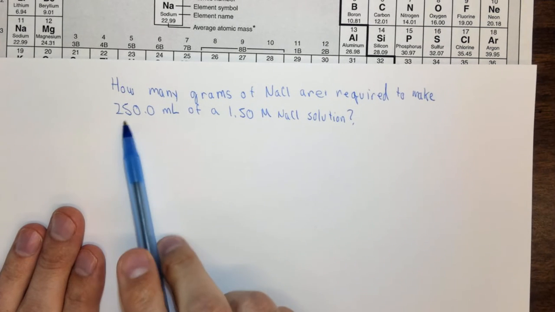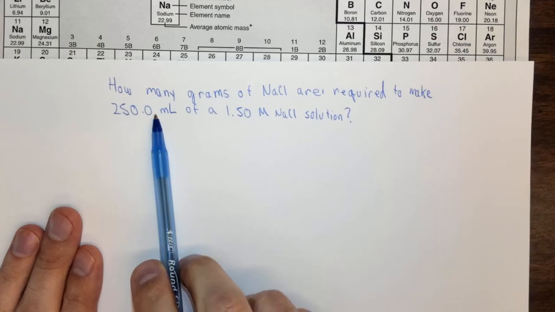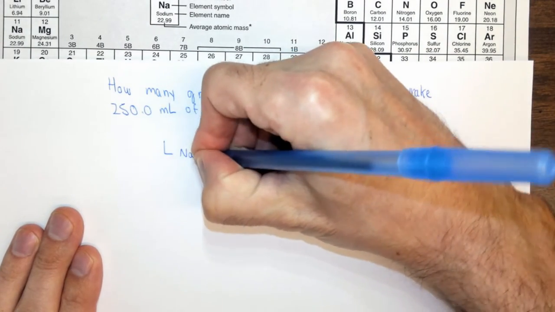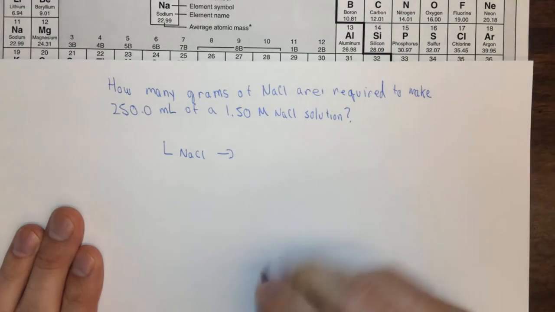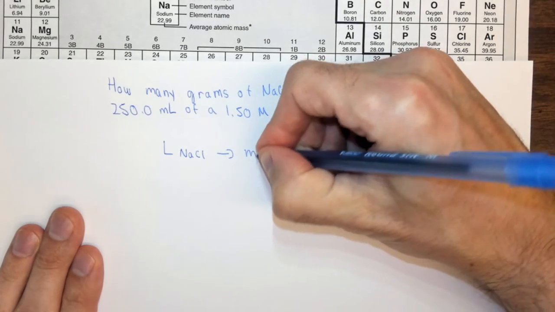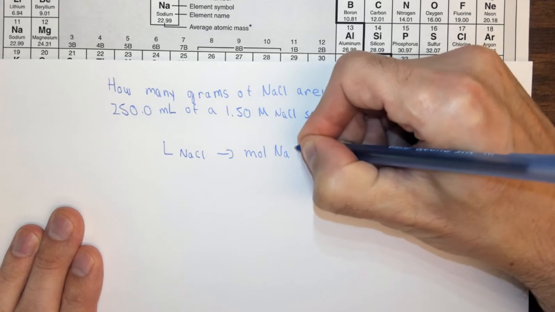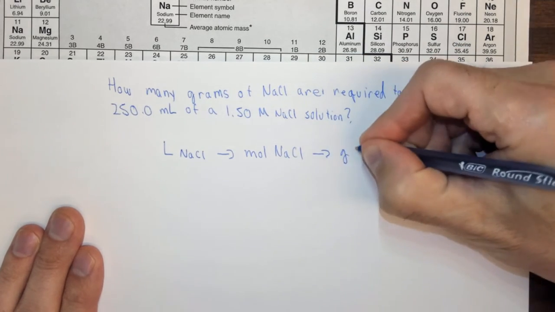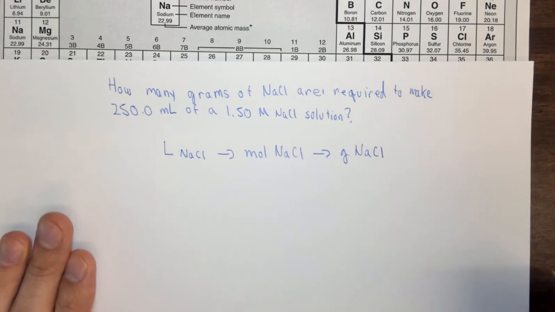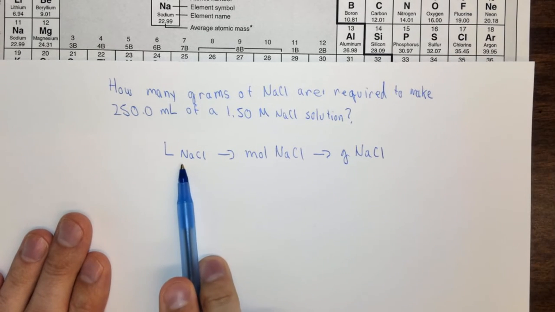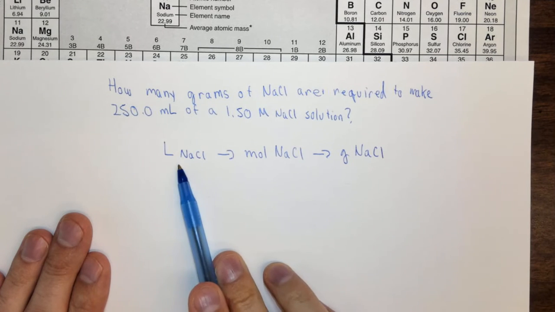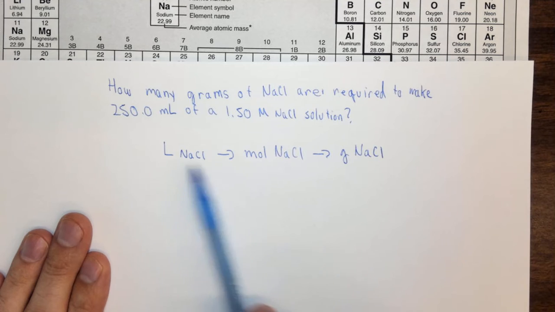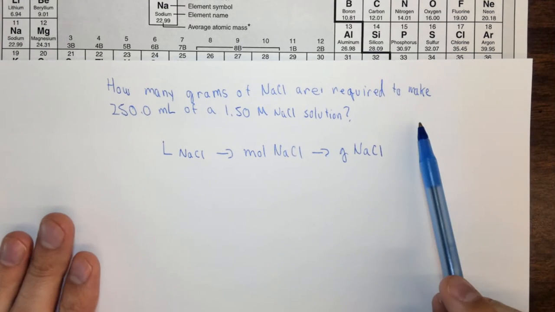In this case, we know how many liters of NaCl solution we have, and that's actually what we're starting with. So we're starting with liters of this NaCl solution. We can convert that using the molarity to moles of NaCl, and then, of course, using the molar mass, we can convert from moles of NaCl to grams of NaCl. So in this case, we're converting liters to moles. In order to convert liters to moles, you need a molarity, because a molarity relates liters and moles. So that's how we can do this.